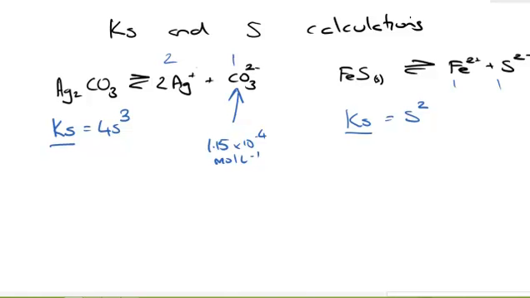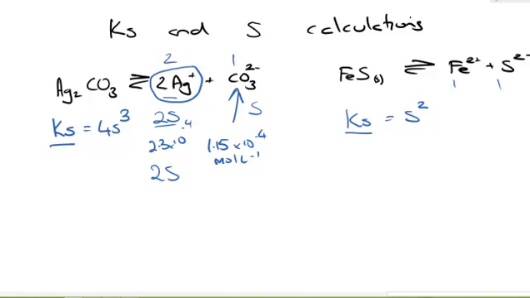Now, if they'd given you the concentration of the silver ions in solution, that would have been a different calculation, because remember, that's 2s, and the carbonate ion concentration is the same as S. So, for instance, this would have been something like 2.3 times 10 to the negative 4. If you had been given the silver ion concentration, you would have to divide it in half, because it's equivalent of 2s, to find out what S is.